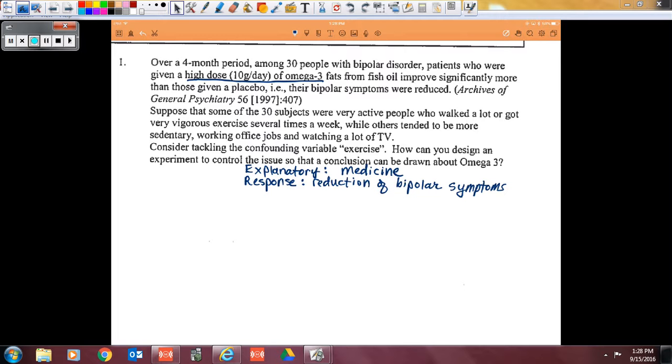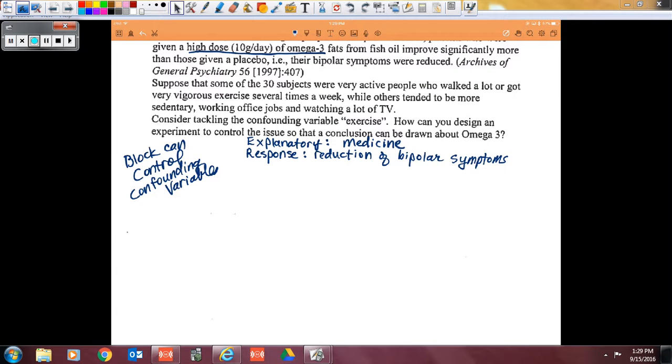Okay, so remember, you make an experiment. What do you do? Control, randomize, repeat. So the first part is controlling, and blocking can control confounding variables. So therefore, control, randomize, repeat. We will block first. So that's what we're going to do first. We are going to start our little design with our 30 bipolar patients. And we will block first.